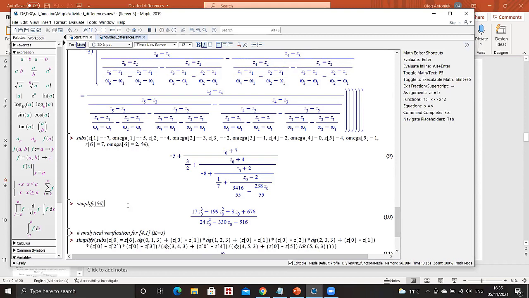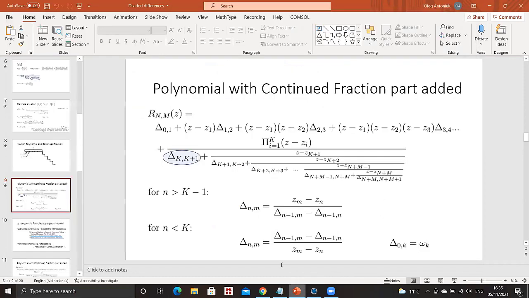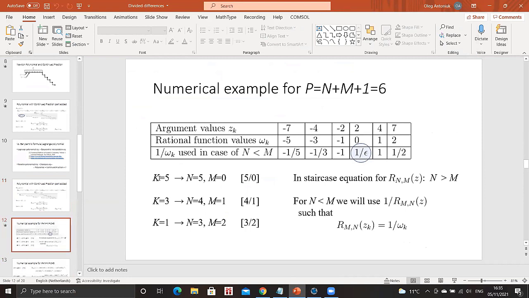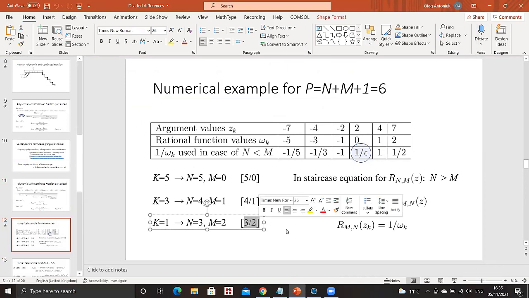Then we simplify it, and we actually end up with a rational function of the order 3(2). So apparently it works. If we have k equal to 5, that means the Newton polynomial extends until the end of the formula. We have 5, 0, which is a polynomial. When the staircase function, the continued fraction, starts earlier, for k equals 3, we end up with 4(1), and when k is equal to 1, we end up with 3(2).